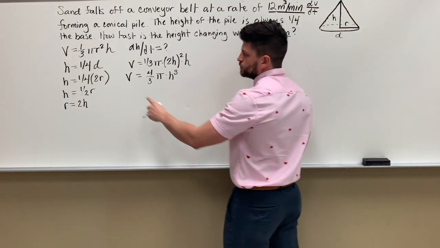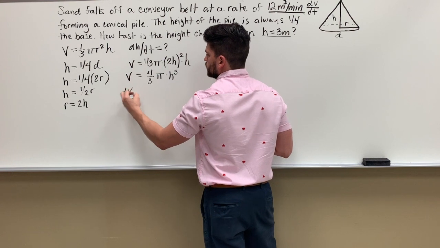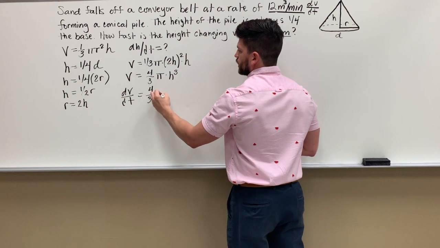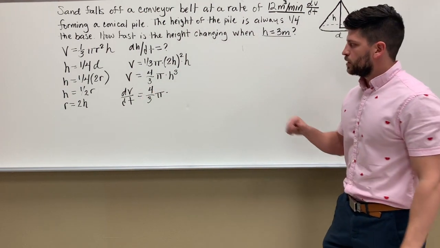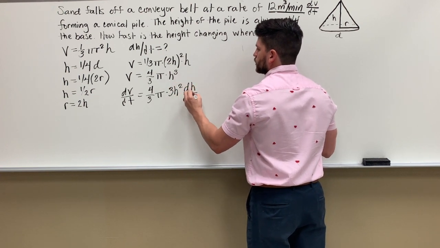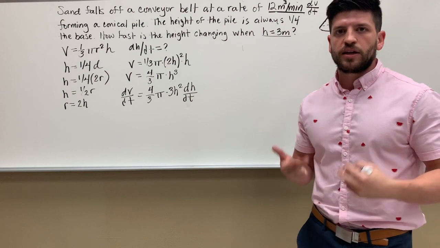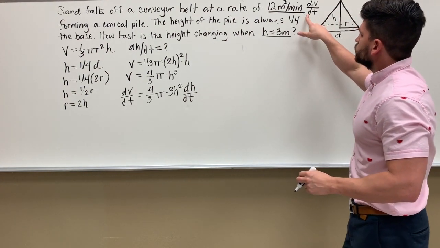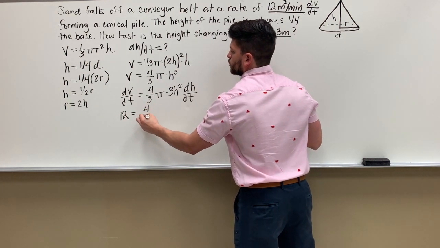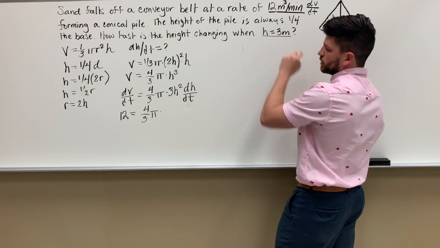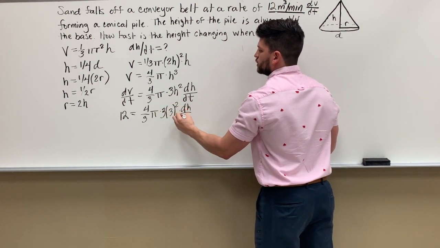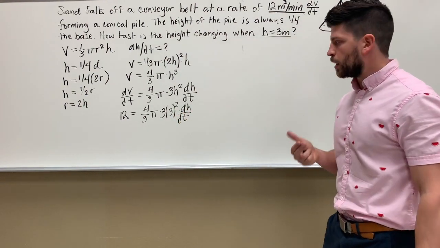Let's take the derivative now. The volume is going to go to dV/dt. The constant rule, 4/3 pi is a constant, so we're just going to drop it. H cubed will go to 3h squared dH/dt. And now I have everything but dH/dt, and now I'm just going to plug everything in. I know dV/dt is 12. I know my height is 3, so I'm going to plug that in for h. And now I have everything but dH/dt, so I can solve for dH/dt, and we're about done.